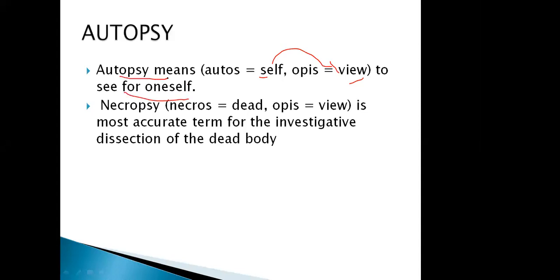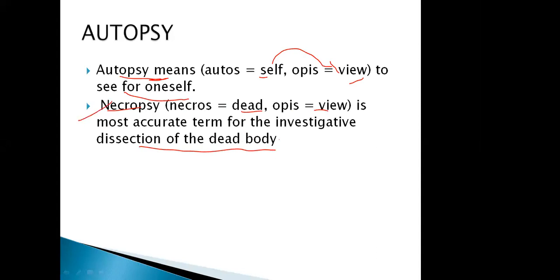To see for oneself is called autopsy. That is the literal meaning of autopsy. Then what is necropsy? Necros means dead, opsis means view. It is the most accurate term for investigation or dissection of the body. So it is an important point.